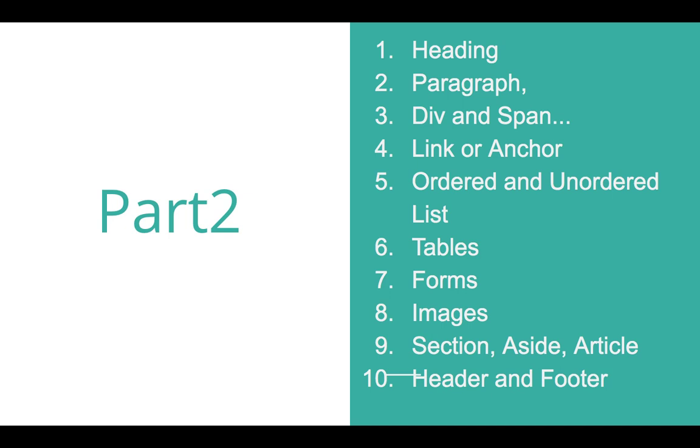Now part 2. This part will be more focused on detail about HTML elements. We will start with heading. In fact, we will talk about heading, paragraph, div and span, link or anchor. We will talk about ordered and unordered lists. We will talk about tables, forms, images, section, aside, articles, header and footer. So don't bother about the order. We will be following the order that will allow us to build the template that we mentioned previously. So at the end of the day, you understand how all these HTML elements work, and that's the most important thing. Great. Okay, let's start.